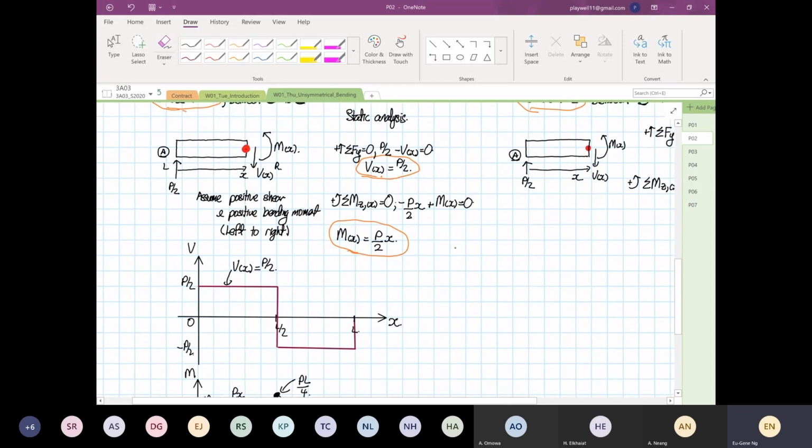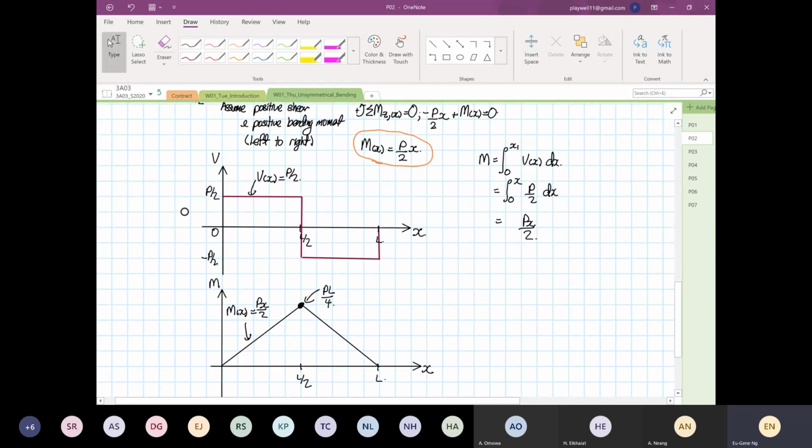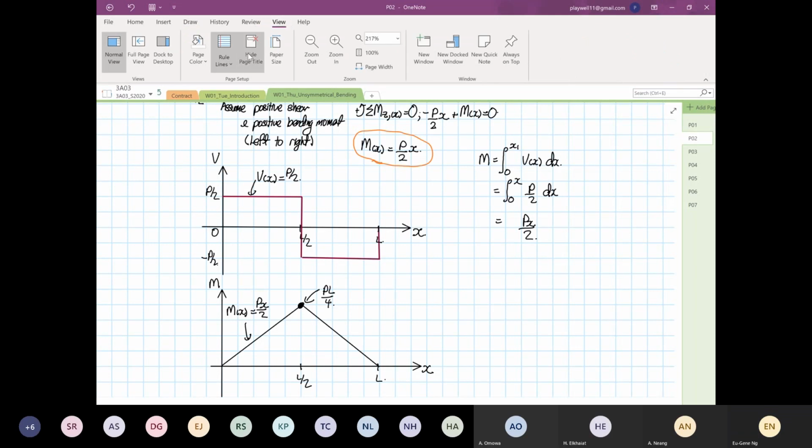When you integrate your shear, so what you're telling me, Eugene, is that the moment is equal to the integral from 0 to x of V as a function of x dx. When we do this, 0 to x, P over 2 dx, this is equal to Px over 2. I'm not saying you're wrong. You're absolutely right. But look at this diagram. Tell me, what trend can you see? Anyone? What trend can you see?